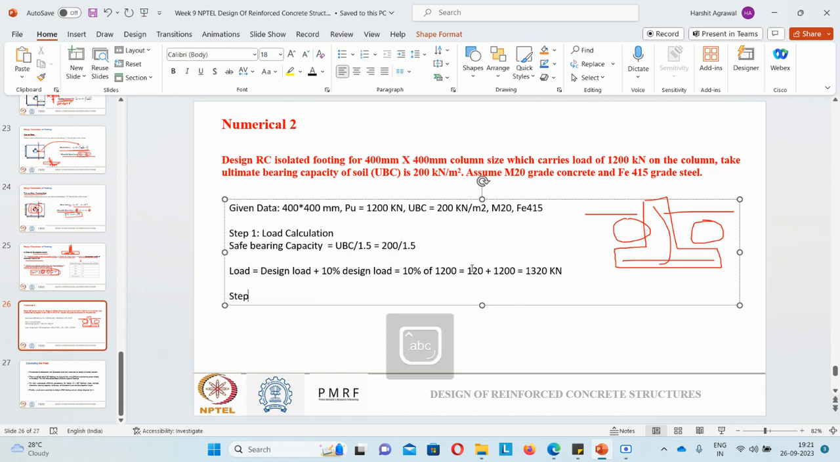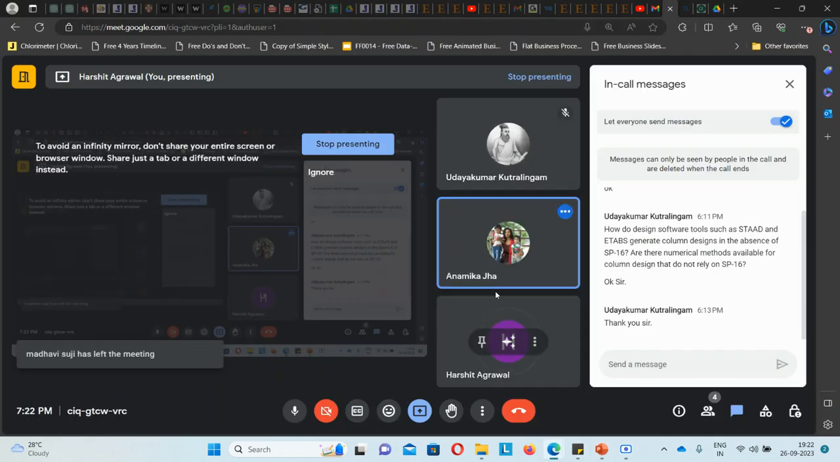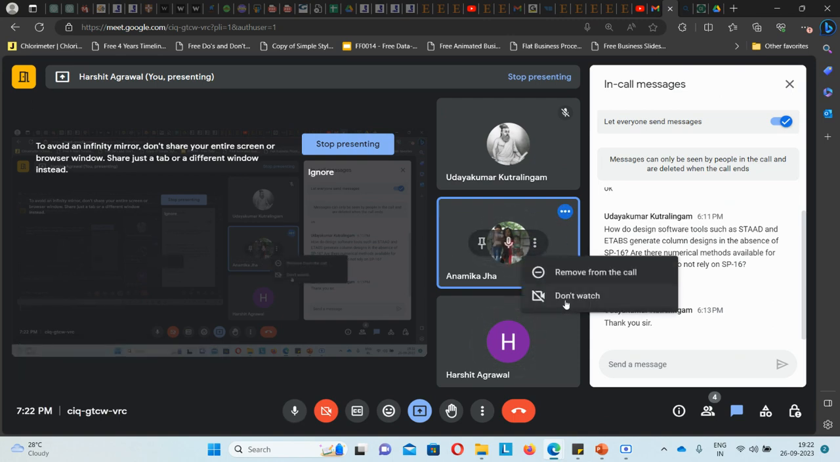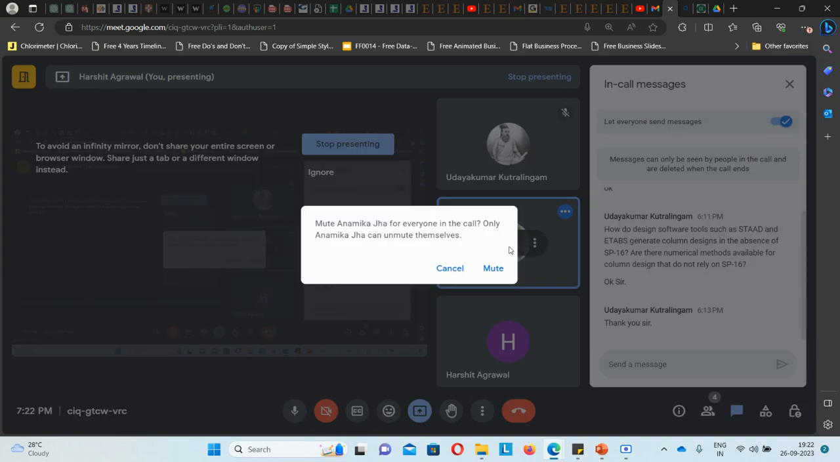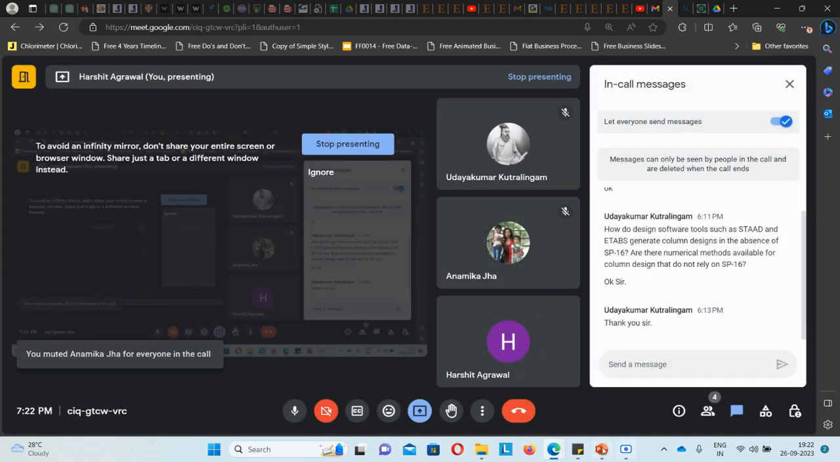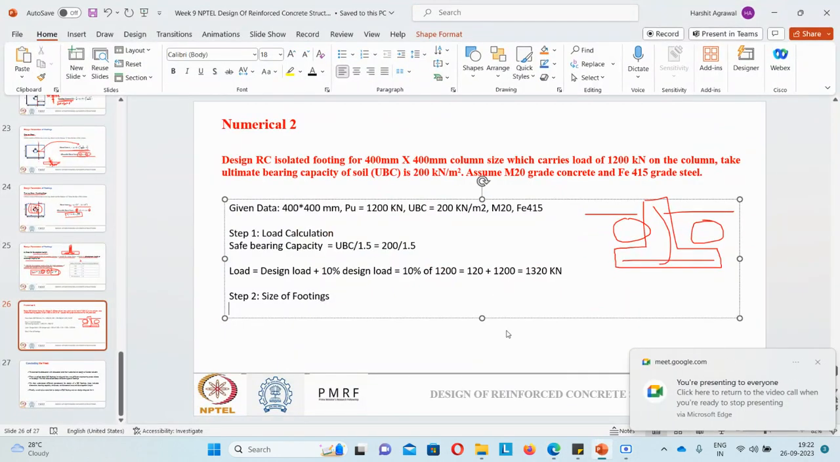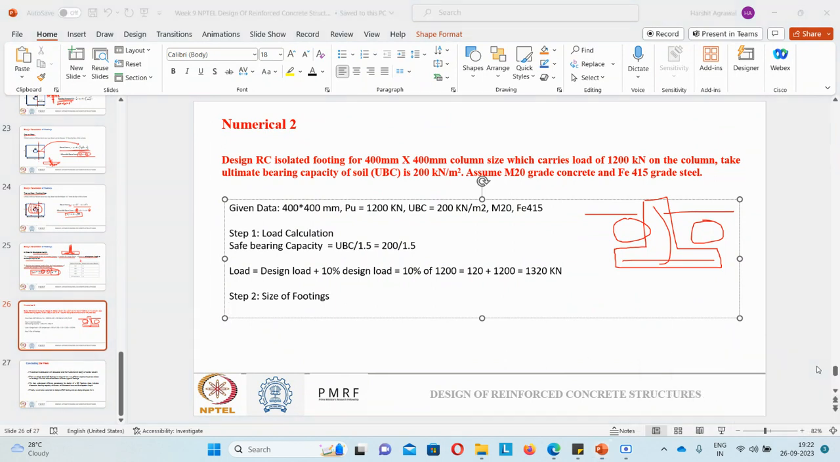Okay, so my step 2 will be to calculate the size of the footing. How do we calculate the size of the footing?